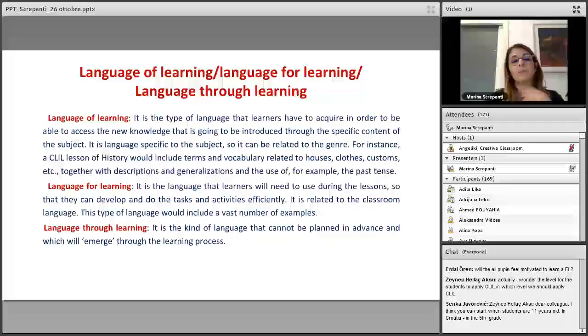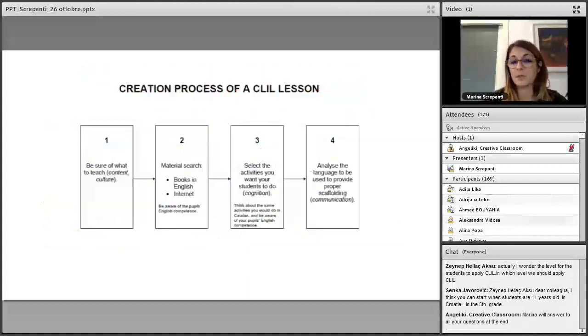Then I put this slide because I want to focus on the fact that sometimes the teacher has to predict the language students will need, but there will be also a language that we cannot plan in advance because it will emerge through the learning process in the discussions of the students. So in this case, we have to be very fast to support students in that precise moment.